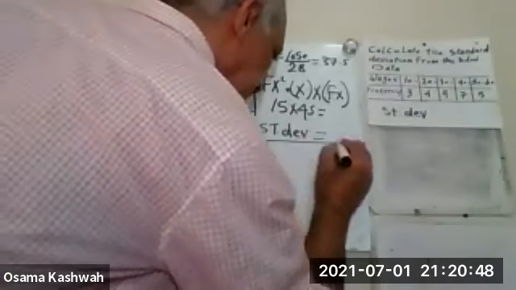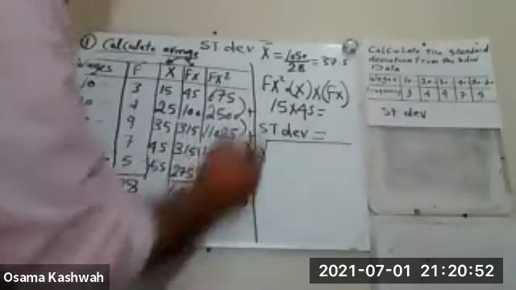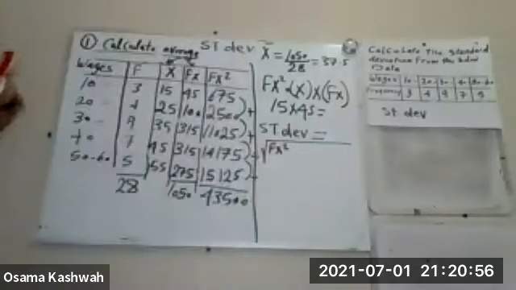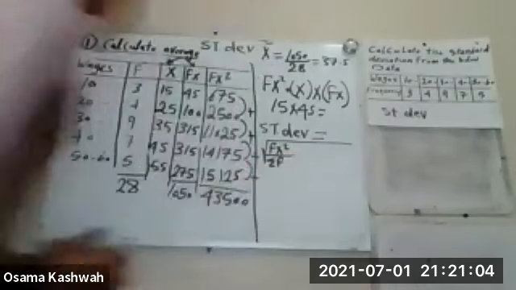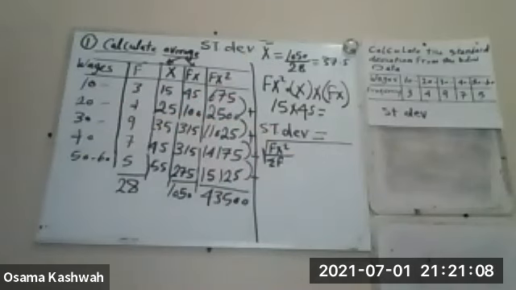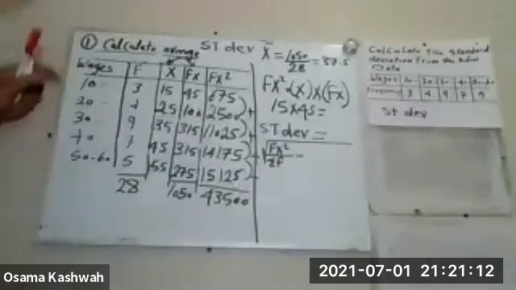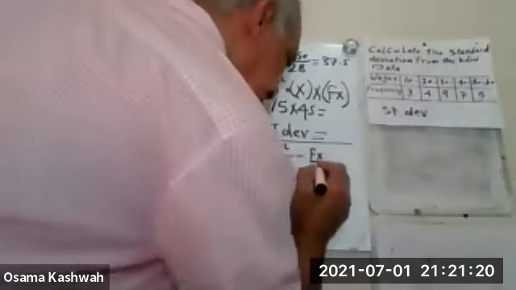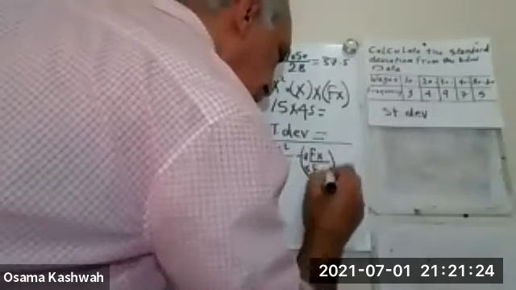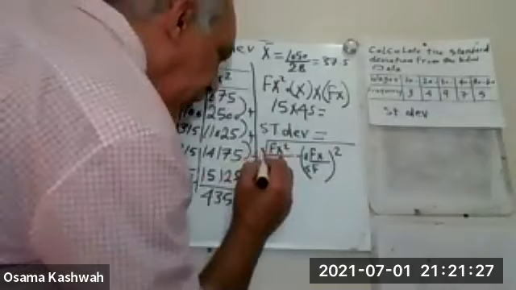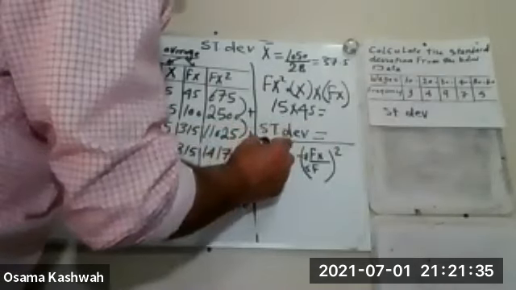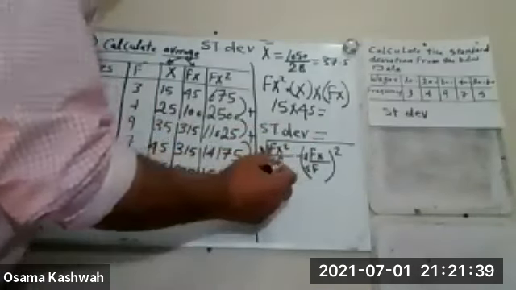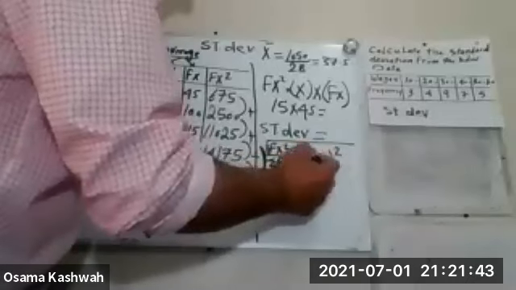Summation of fx squared divided by summation f, minus summation of fx divided by summation f, all squared. And all this together under the square root. Then the square root of summation fx squared divided by summation f minus sum fx divided by sum f, all squared.